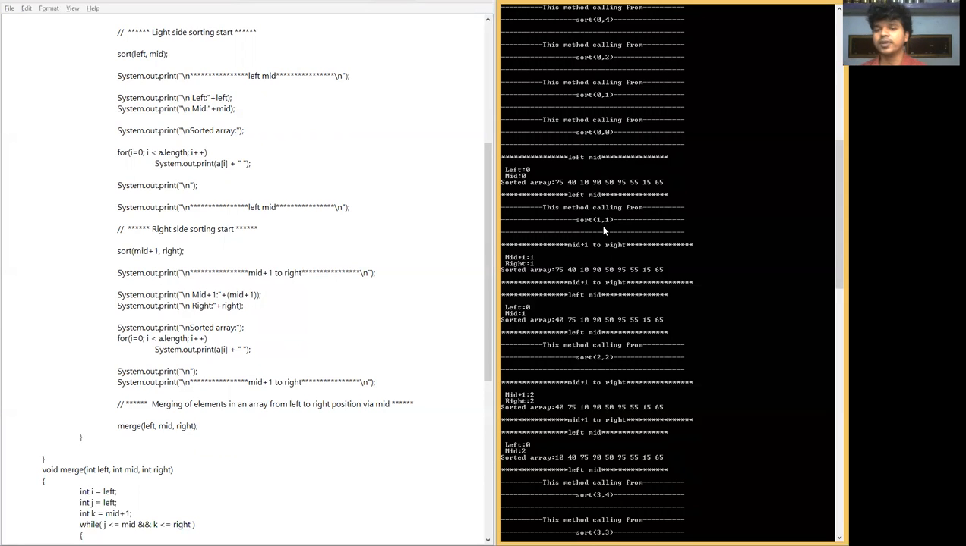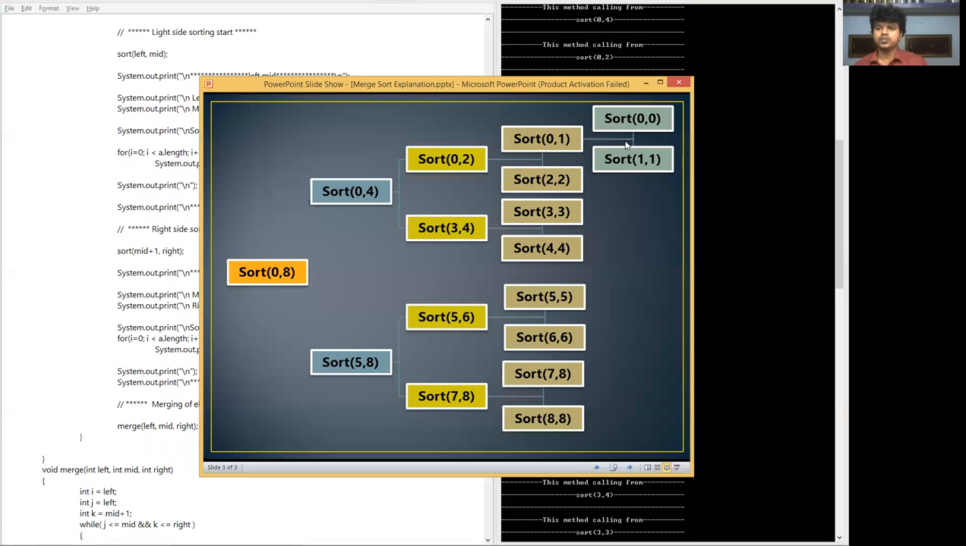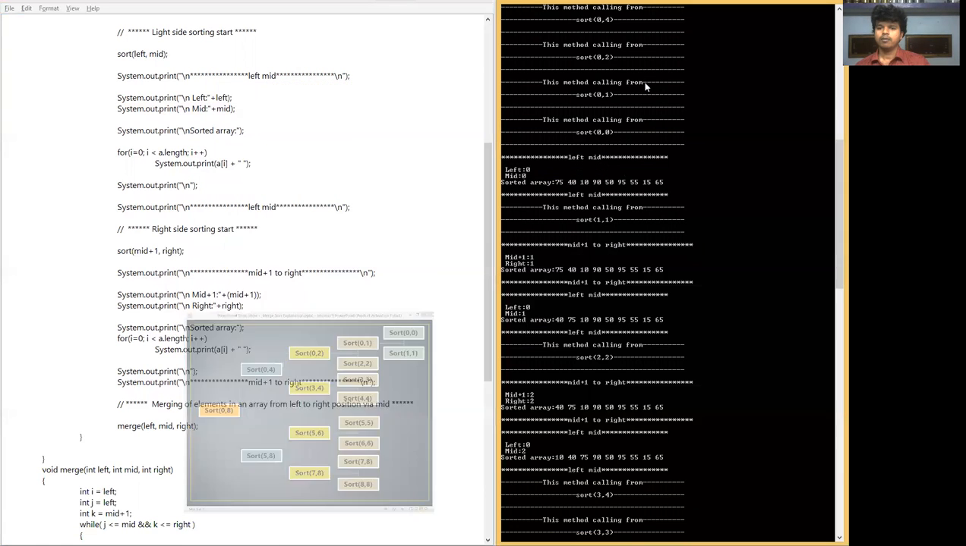But after evaluating these two methods individually, these two methods could not process any kind of merging or sorting. So this method is the root of these two methods. Both are going to jump to this sort 0, 1.